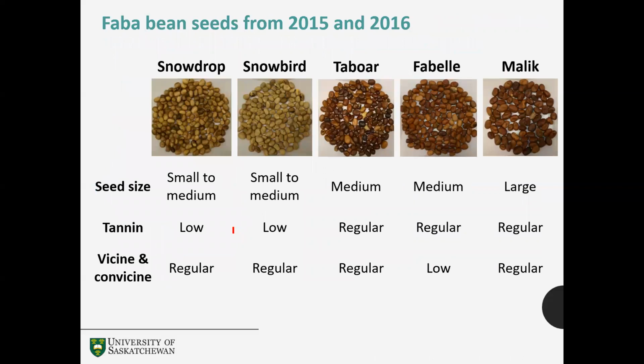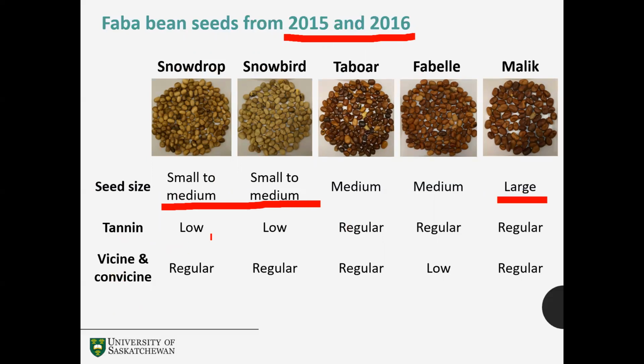Today, I'm going to share with you some of our most recent progress in the starch part of this project. For the starch part, we received faba bean seeds of 5 varieties from 2 years, 2015 and 2016. The 5 varieties included Snowdrop, Snowbird, Tabor, Fabel, and Malik. They are different in seed size, in tannin, and also vicine and convicine content. For example, the Snowdrop and Snowbird have small to medium seed size, and then the Malik, as I mentioned before, has a large seed size.